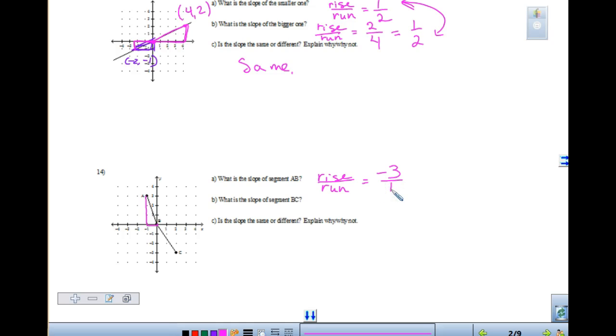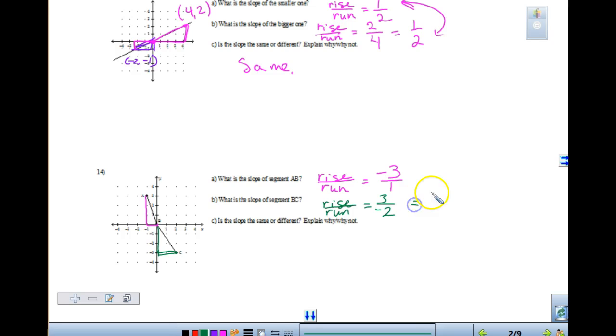Okay? So next, if I'm looking at the next one, find from B to C. So if I look at B to C, I'm looking at that one. My rise is? The rise is going to be 3. Okay, so rise is 3. Negative 2. So it says, are the slopes the same or different? They are different. And now you want to explain why? Because they are not on the what? Same line.